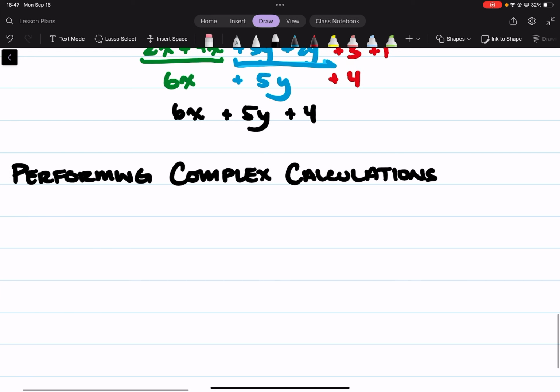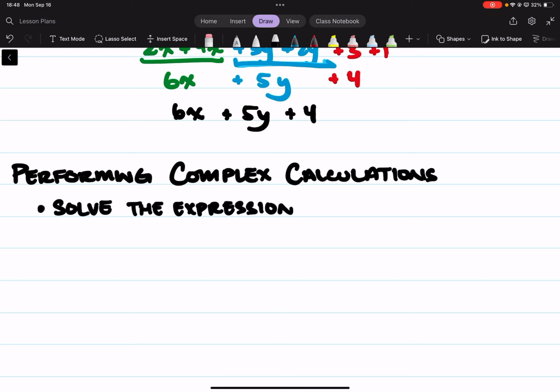All right. So when it comes to performing complex calculations, there are just a few more rules to follow as well. But we actually did already one of them. And so that is, let's do this. Solve the equation or solve the expression, all right, one variable at a time.